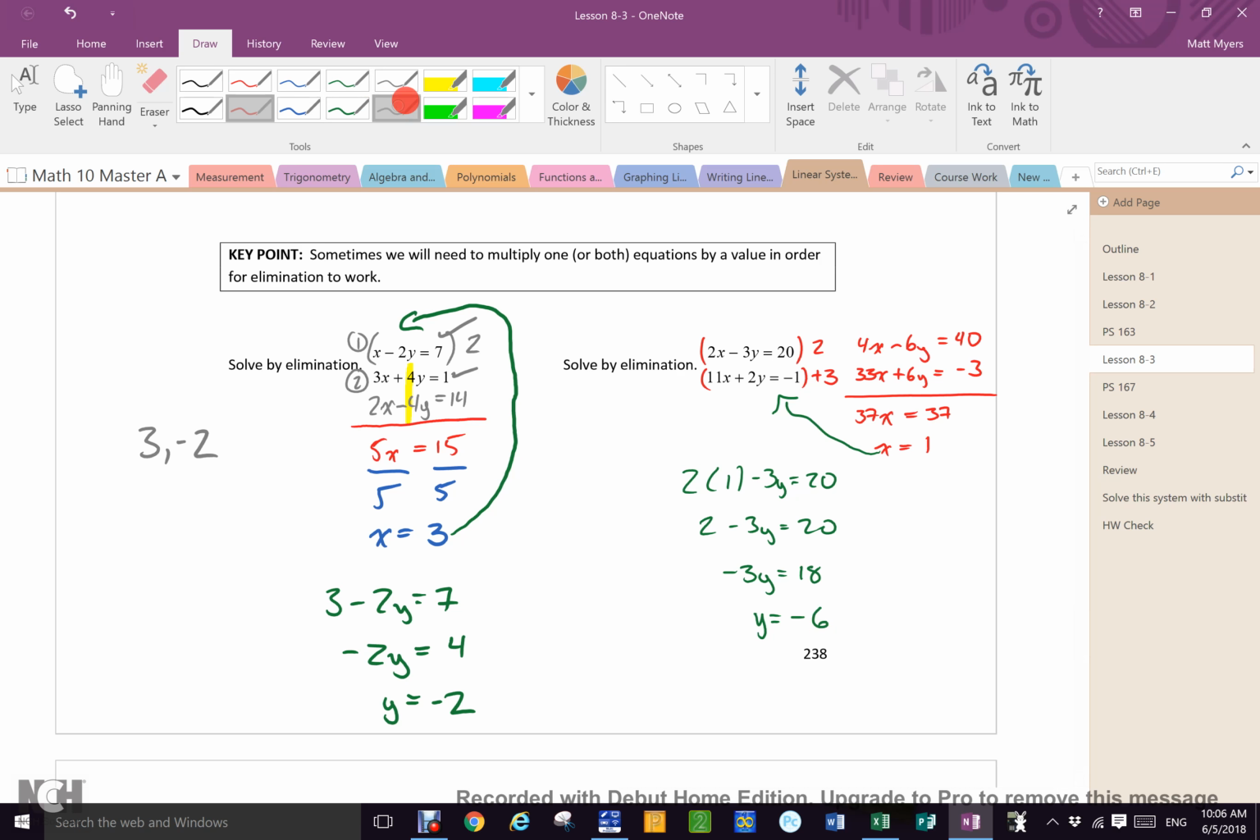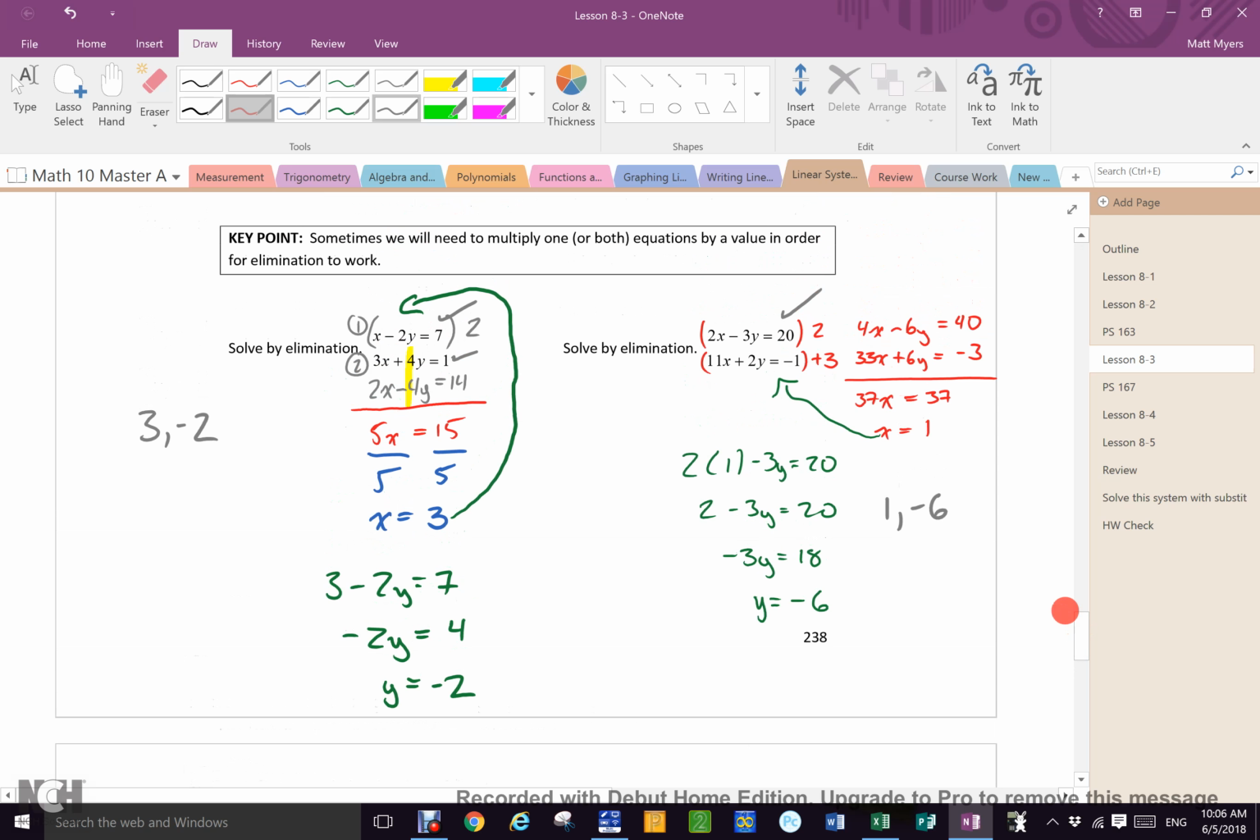Then, of course, my ordered pair is 1, negative 6. And all I do is sub it in. 2 times 1 is 2. Negative 3 times negative 6 is 18. 2 and 18 is 20. 11 times 1 is 11. 2 times negative 6 is negative 12. 11 minus 12 is negative 1. And I would be done.